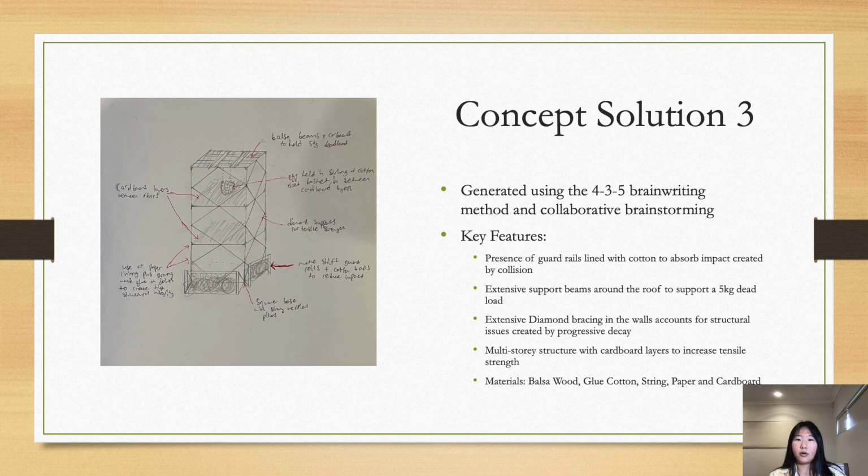And in order to support Humpty Dumpty, this will reduce the impact felt by him when the tower is struck, as it will cushion the forces. Humpty Dumpty will also be protected by the heavy bracing and support beams around the cardboard roofing, which will hold 5 kg dead load. The final structure of this concept solution is the makeshift wood and cotton guardrails, which will cushion the impact of the collision against the tower, reducing the overall forces and hence damage to the structure.